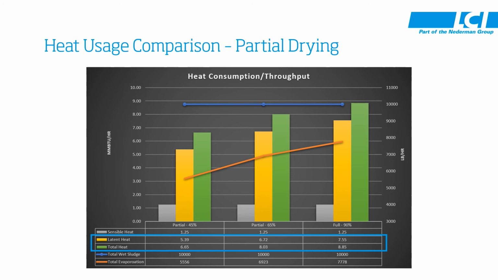There's a couple of different things going on this chart. First of all, looking at the blue line, that's the amount of sludge, wet pounds per hour, we're putting into the dryer. The orange line is the line showing the amount of water evaporated in pounds per hour. Now the bars represent heat usage. The gray bar is sensible heat, which is going to remain the same because we're heating the same amount of sludge. The latent heat actually is going to go down because the mass of the water evaporated is less at 45% than it is at 65 than it is at 90. So this shows you the real energy numbers, and you can see there's a significant decrease in energy usage as we drop from fully drying down to partially drying.